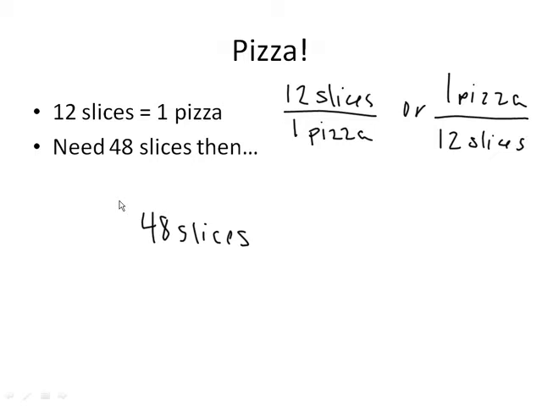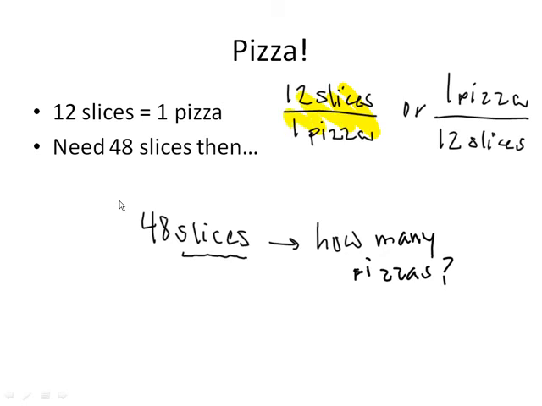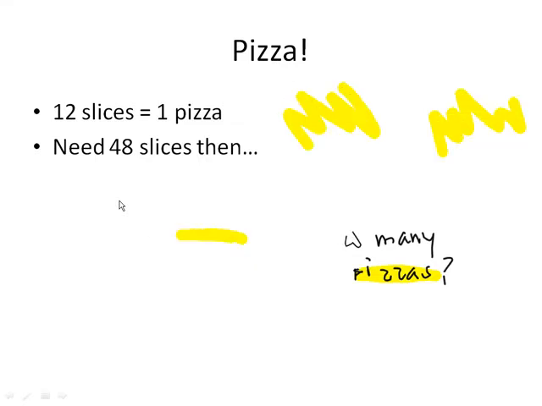So then if I'm starting with slices here, and I want to know how many pizzas I need to get that amount, then I can use one of these ratios that I made up here to figure that out. The question is, which one? So if I have 48 slices and I want to go to pizzas, then I want to cancel slices and create pizzas, which means that when I look at these two possibilities, we can walk through both of them.